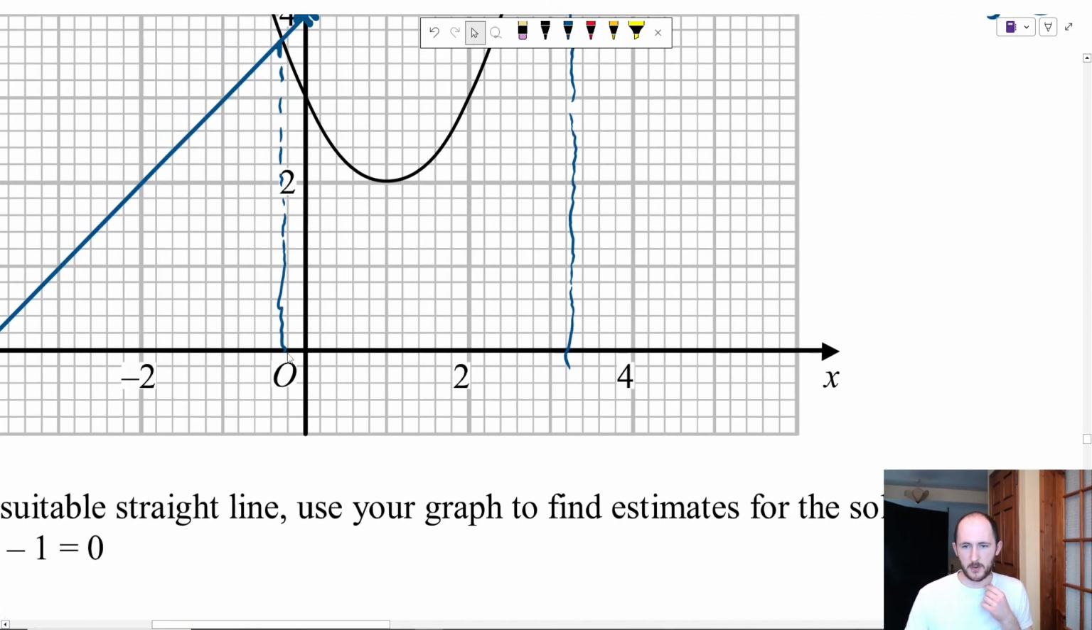So that's minus 0.2. So it goes up in 0.2s, right? So this is minus 0.2, it's just above that, so I can say it's minus 0.25. Or sorry, minus 0.3. And this one would be 3.3.